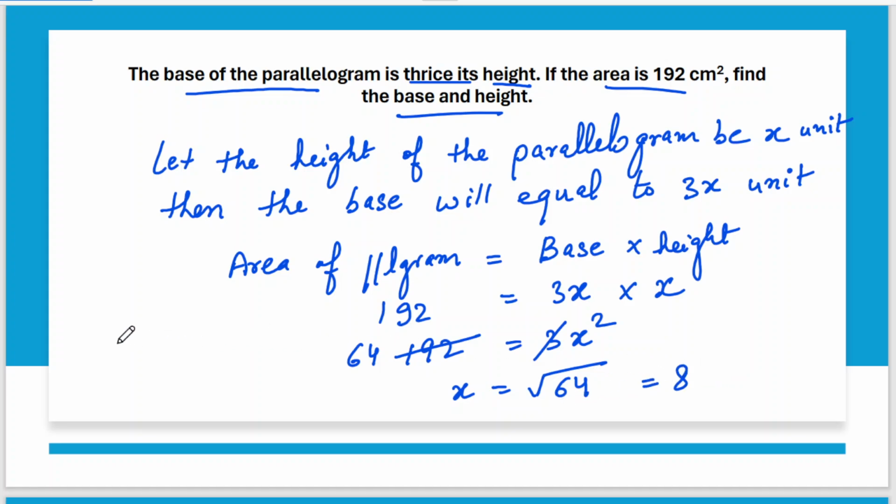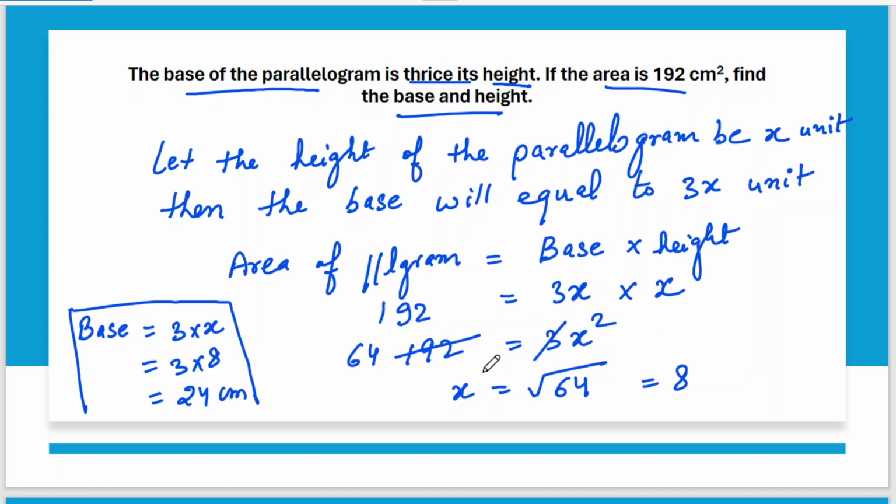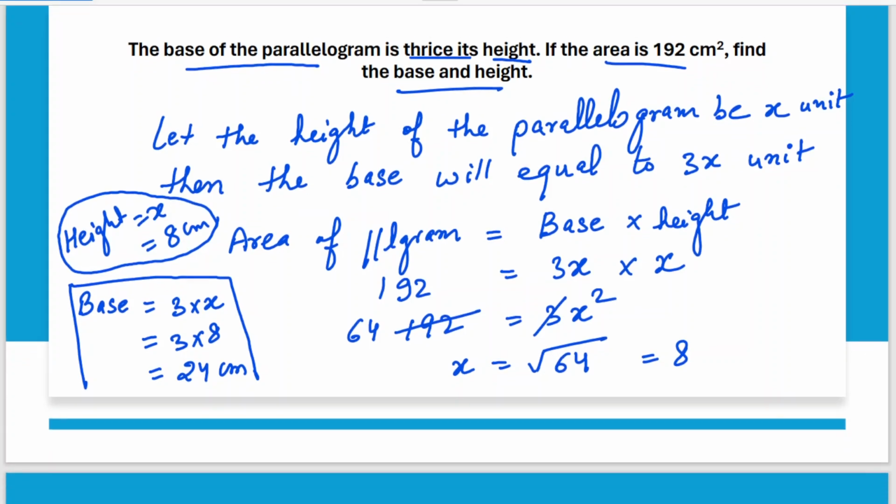So we can find the base. So base is our 3x. That is base is 3 into x. So it is 3 into 8, that is 24 centimeter. Okay, this is base. And how we can find the height? So height is same. So height equal to x unit, that is x. So we can say it is equal to 8 centimeter. So we have found both the value of height and base. Okay, next question.